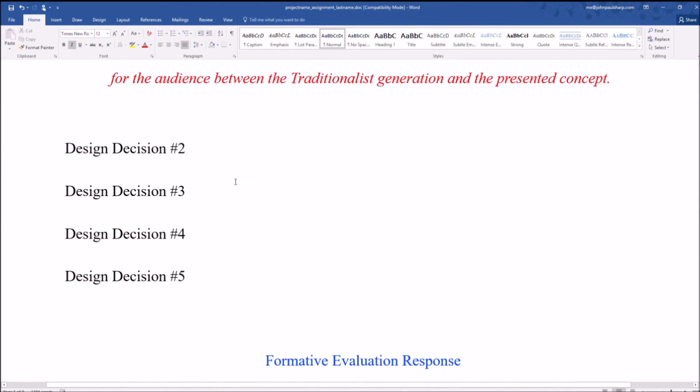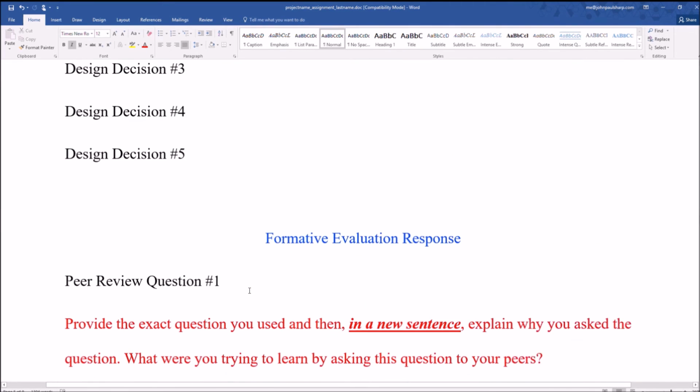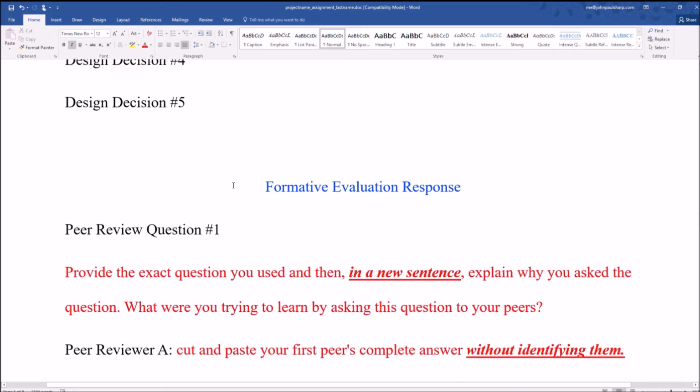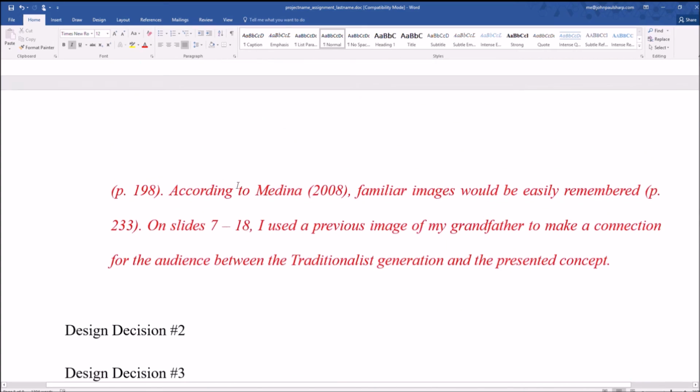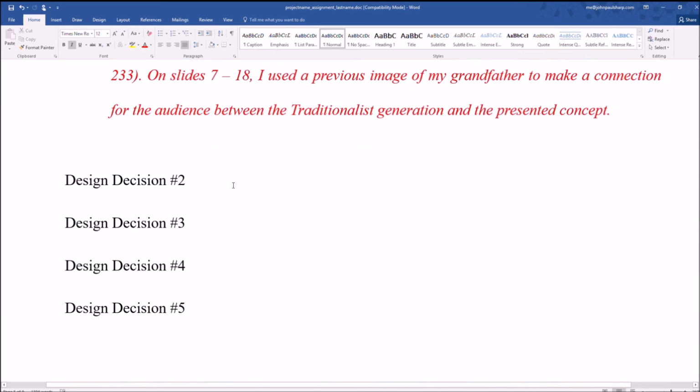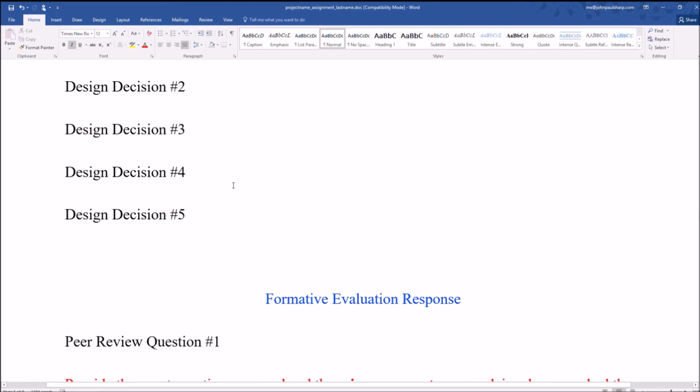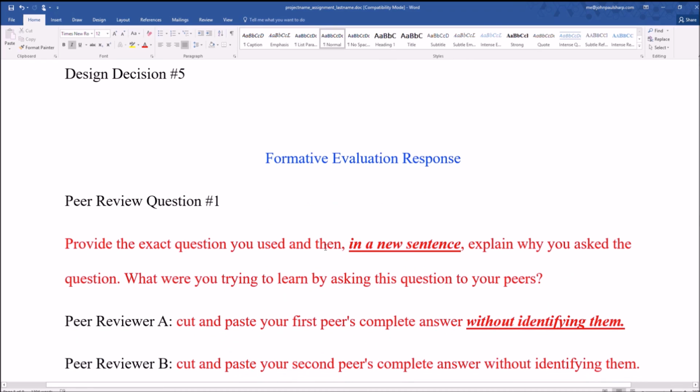And then you're going to do that 3 times for the infographic, 5 times for the Pecha Kucha, and then you'll add 2 more for the presentation. And those are your design decisions. And I recommend trying to knock these out as early as you can and use your group to help you flesh these out before you get into your peer review.